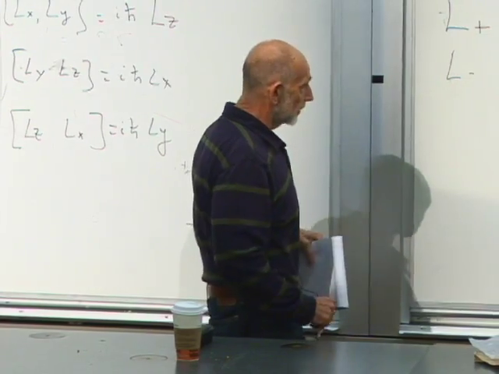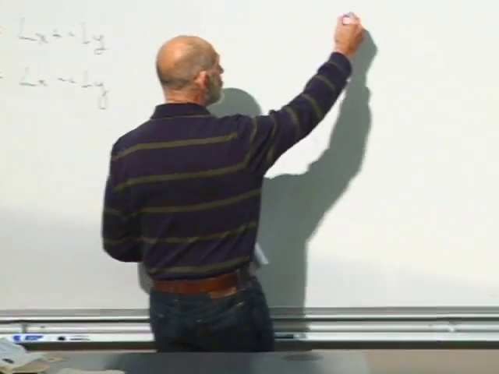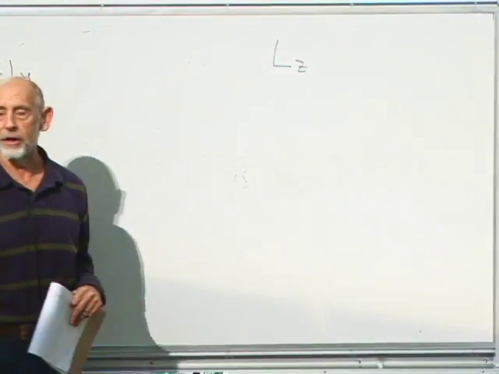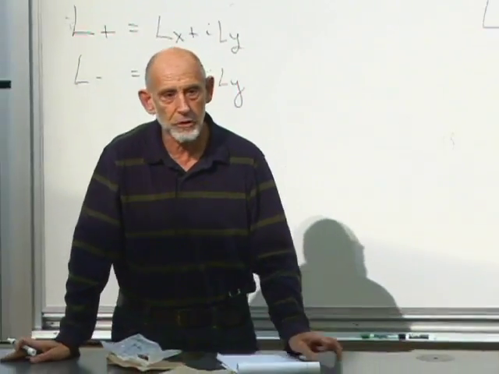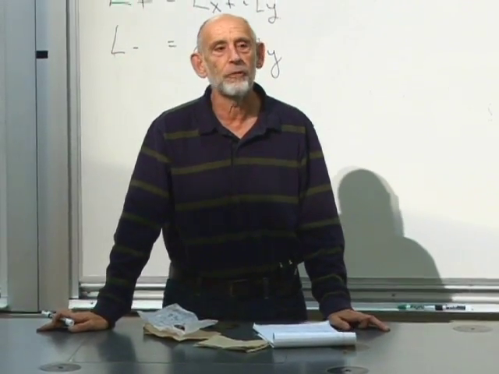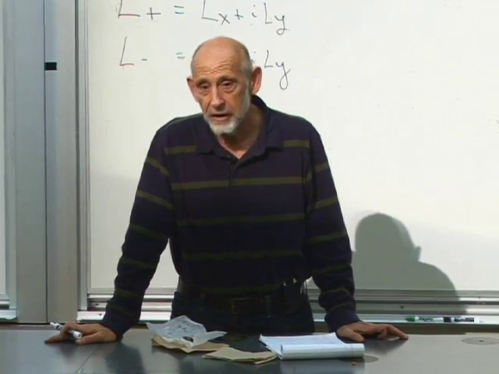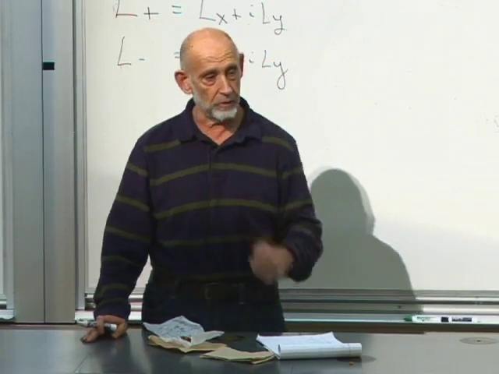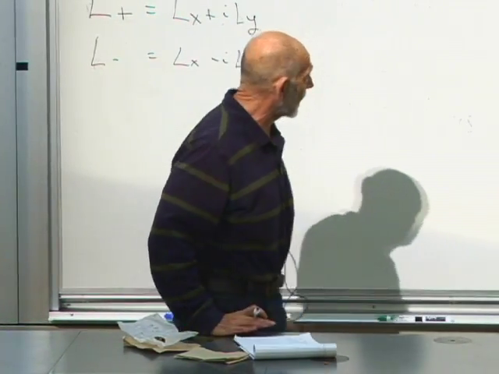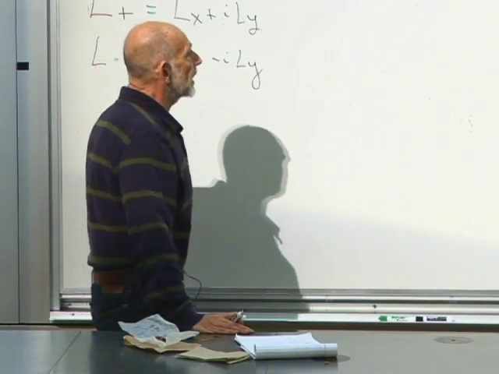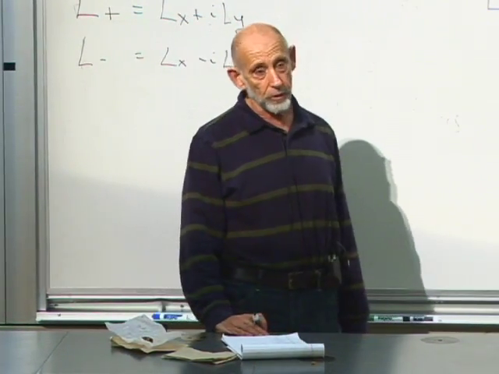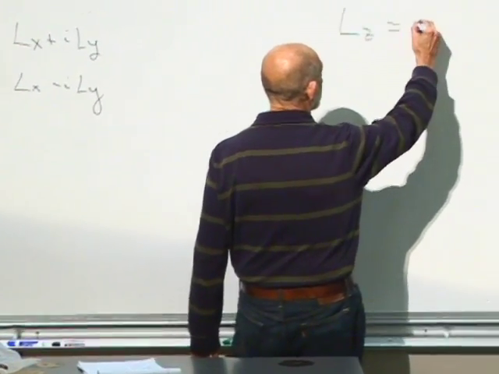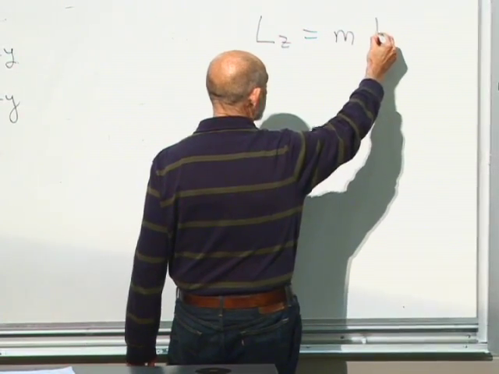Another definition is that the measurable values of LZ, we're going to be concentrating on LZ. Now, there's nothing special about the z-axis, but on the other hand, there's nothing to forbid me from focusing on the z-axis. Nevertheless, I wish to choose an axis to work with. I'm going to choose the z-axis, and I'm going to call the eigenvalues of LZ, the measurable values that it can take on, M times h-bar.